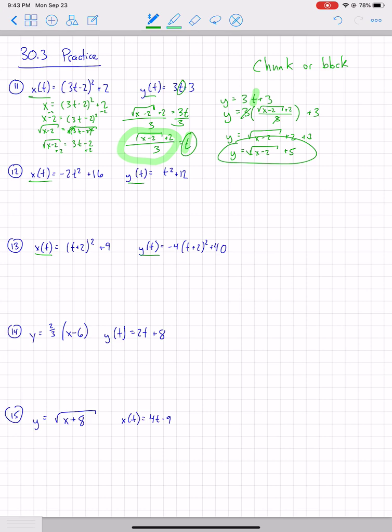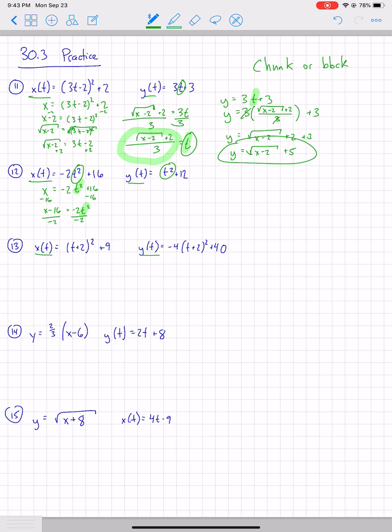Moving on to number 12. If I look at this, we finally catch a break because we have this t squared and t squared. So we don't actually have to solve for t. We're just going to solve for t squared. So if we start that off, we have x is equal to negative t squared plus 16. So again, we're just trying to keep the t squared. That's what we're trying to get by itself. So we subtract 16 on both sides. x minus 16 equals negative t squared. Again, just solving for t squared. So then we divide by negative 2.